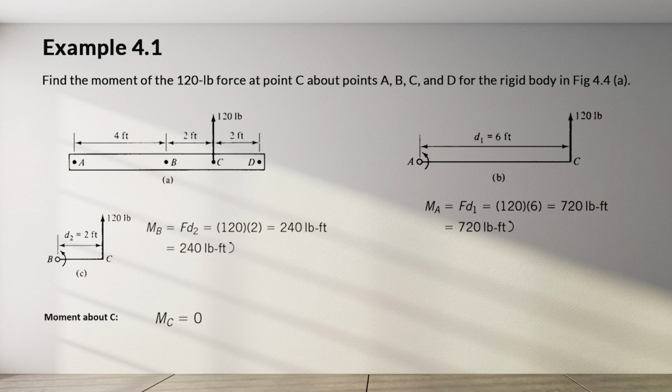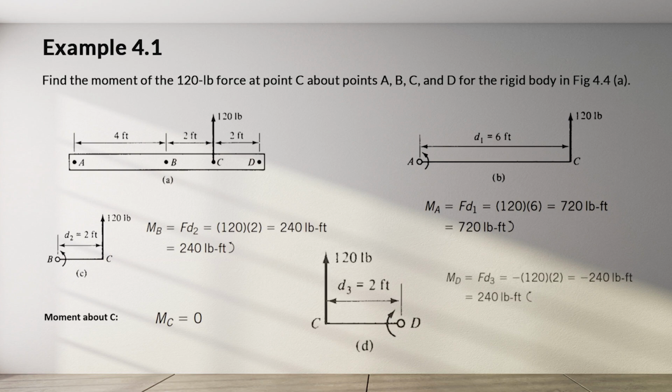For the moment about C, the moment of the force about C will be 0 because the force acts directly through C and can have no moment about C because the distance is 0. As for D, if you take a moment around D, the moment is going to be clockwise, so it's going to be negative. It will be a negative 120 times 2 equals negative 240 pounds-feet.